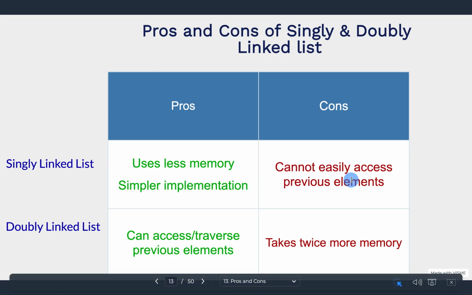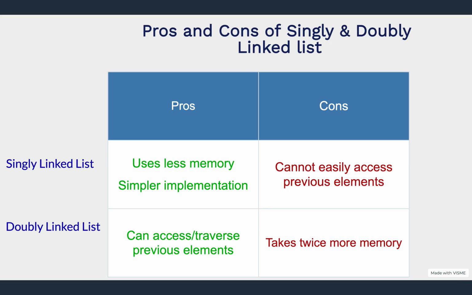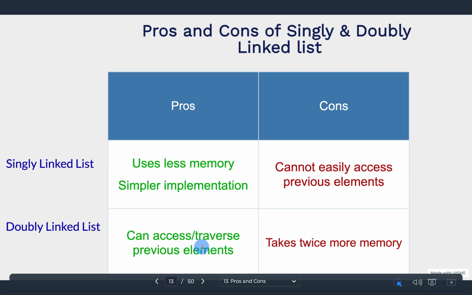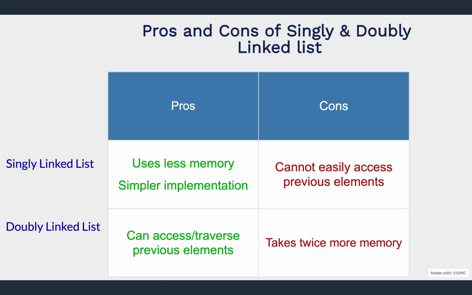Also, you cannot easily access the previous elements in a singly linked list, unlike the doubly linked list where you can traverse in both directions. You can check out both the previous nodes and the next nodes. So that makes the doubly linked list much more usable, but less memory efficient.